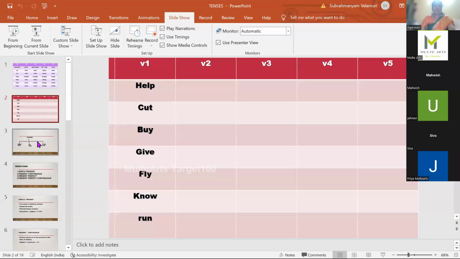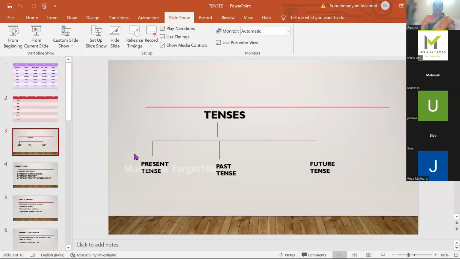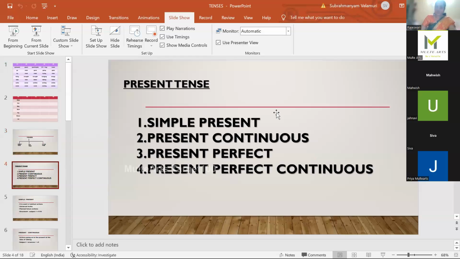So, as I told you, tenses are of three types: present, past, and future. First, let us talk about the present tense. Present tense is the action happening at present time. An action happening in the present time is said to be present tense. This is again subdivided into four categories. In each tense, there are 12 parts of tenses in the English language. Three are the main ones. They are subdivided into four each.